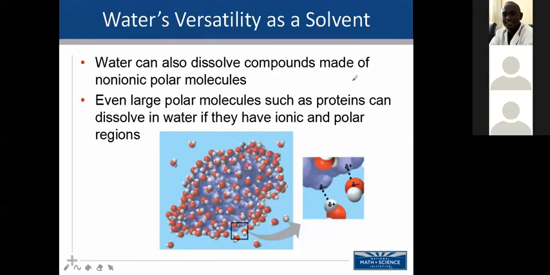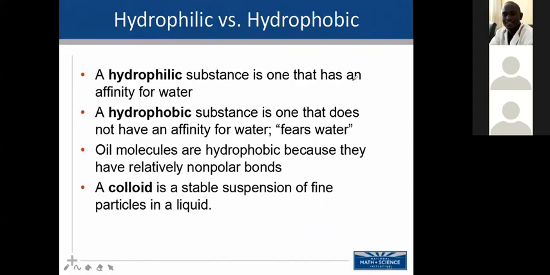So in the same way, water as a solvent will attract polar molecules, either ionic or non-ionic. As long as there is a charge, there is a polarity, it will be attracted in water, meaning it will dissolve in water. Which brings us to our two terms, hydrophilic and hydrophobic. Hydrophilic, substances that have affinity for water. Hydrophobic, fears water. For example, oil molecules.